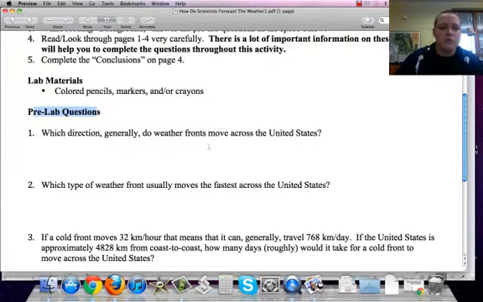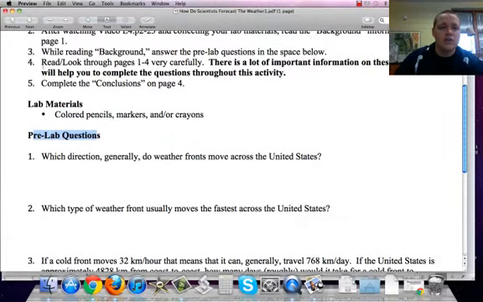Once you're done with the pre-lab questions, you're going to then read and look through pages 1 through 4 carefully. The reason why I put carefully is because there's a lot of important information found on each of these pages, along with the activity that you're going to be doing, because they're going to be asking you to draw maps, to color on maps, and to basically show what's taking place on the maps.